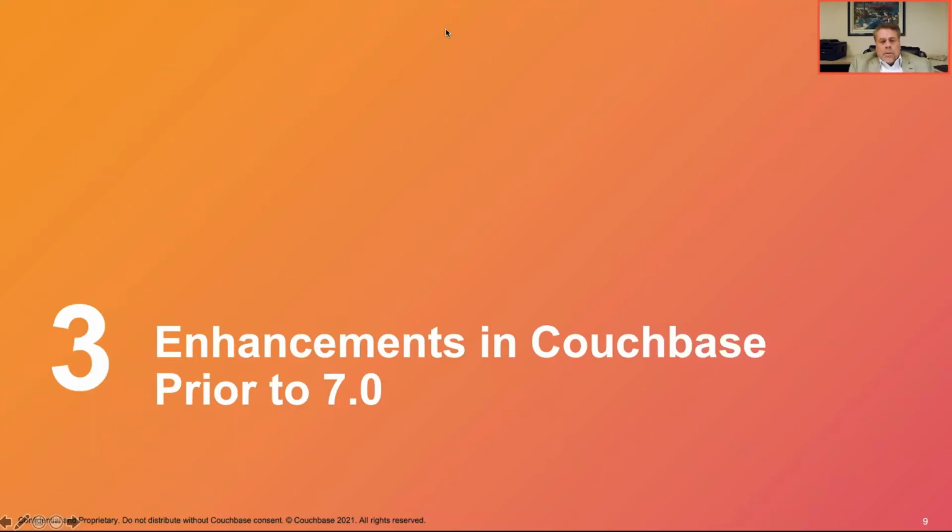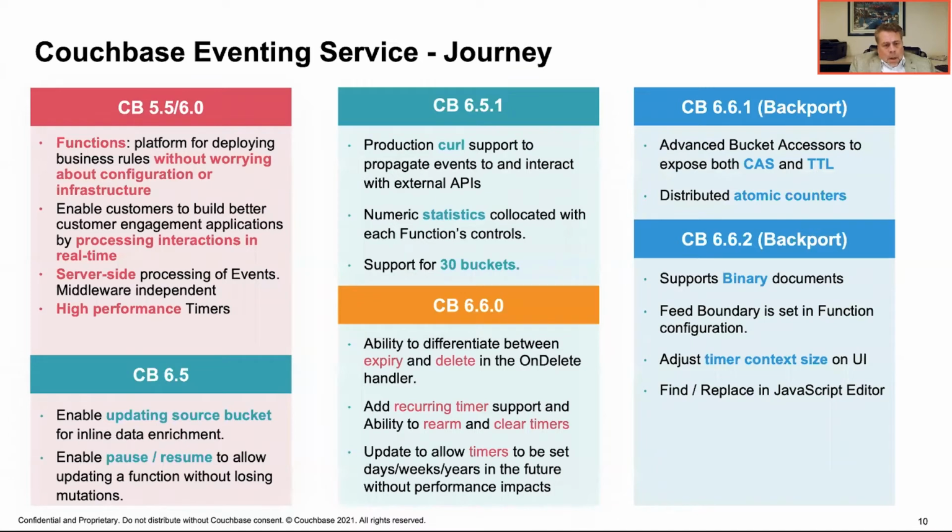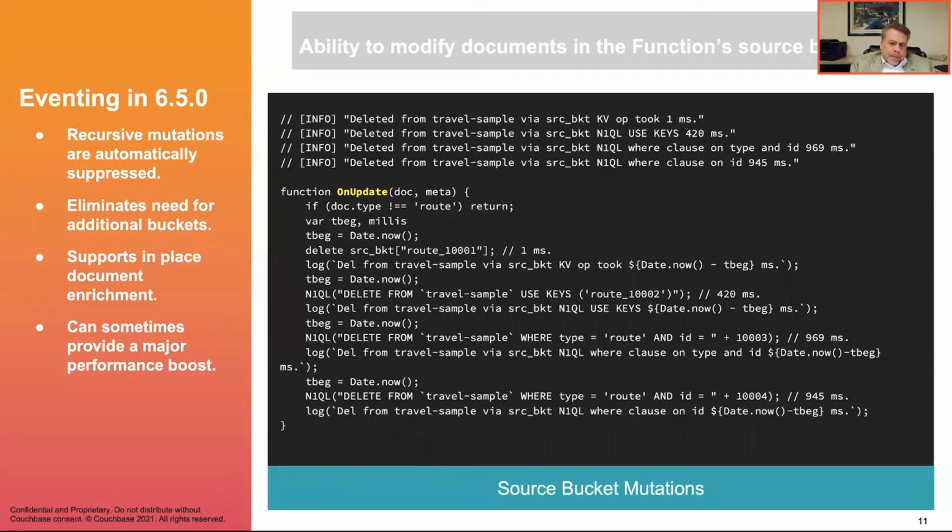Okay, let's just jump right in about the enhancements prior to version 7.0. Eventing was introduced in 5.5, and these are the key features. Almost all of them we'll go over in the next slides. Of particular import is the ability to update documents in the source bucket or source key space. And as you can see on those comments at the top, when we directly manipulate via KV, it's much faster than manipulating documents via N1QL.